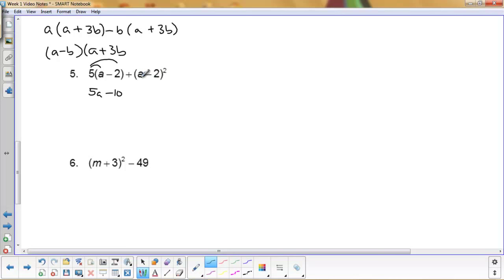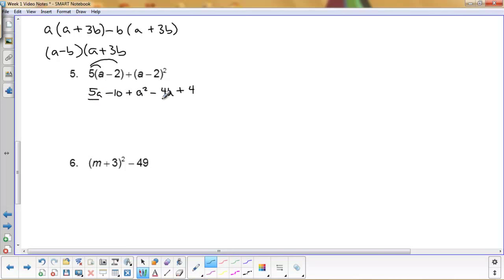We'll go ahead and use the perfect square trinomial strategy here. So that's going to be a minus b. So that's a squared minus 2ab. So 2 times a, that's 2a. 2 times 2 is 4. So that's going to be minus 4a. And then I've got b squared, which is 2 squared, which is 4. I'm going to combine some like terms here.